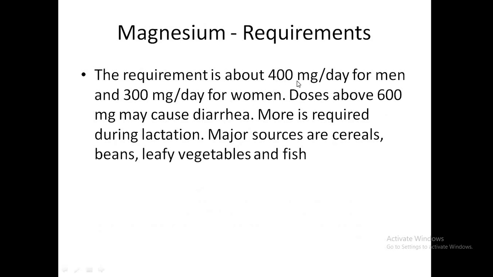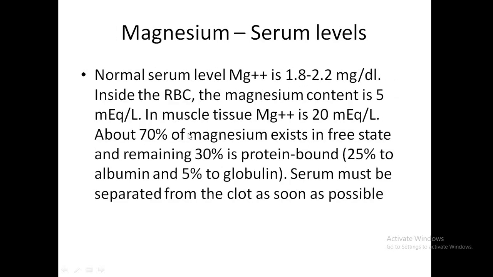Requirement is about 400 mg per day for men and 300 mg per day for women. And if you give more than 600 mg per day, it may cause diarrhea. And the requirement increases during lactation. Normal levels are between 1.8 to 2.22 mg per deciliter, and if it is less than 1.7, you will have hypomagnesemia.